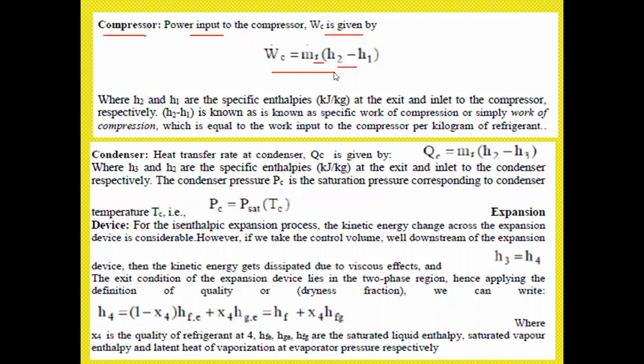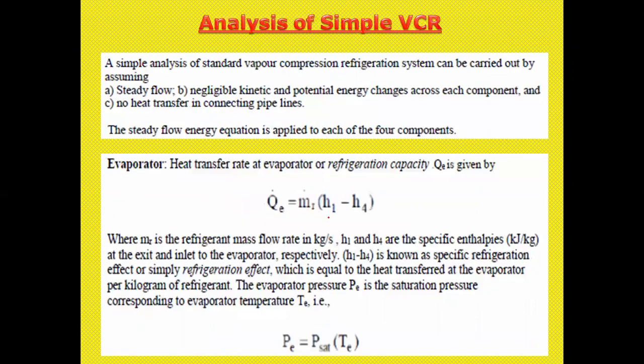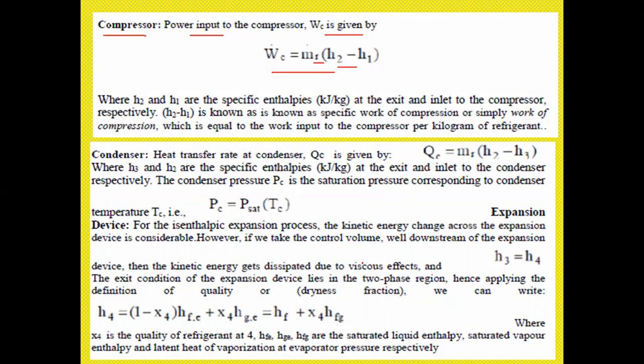Here, H1 minus H4 is the simple refrigeration effect, and here H2 minus H1 is simply the work of compression, which is equal to the work input to the compressor per kilogram of refrigerant.